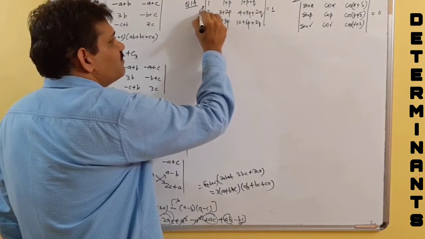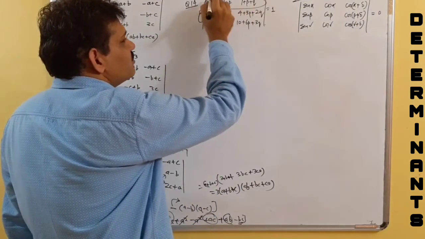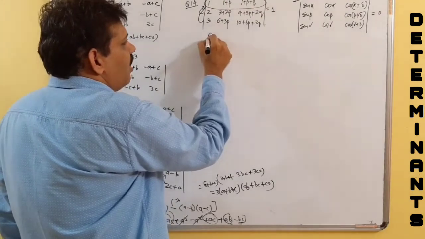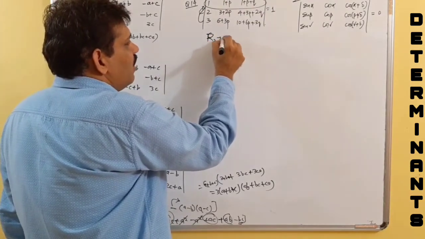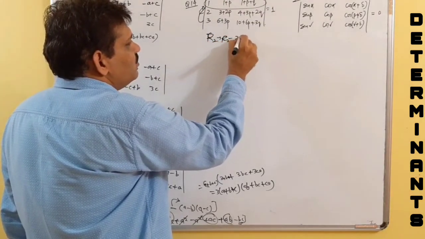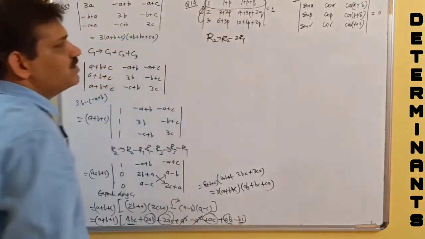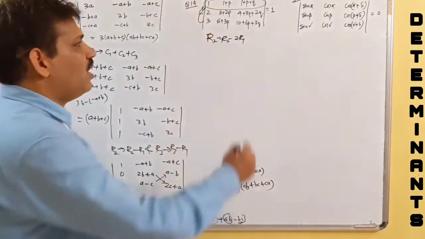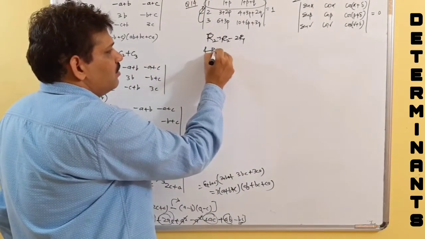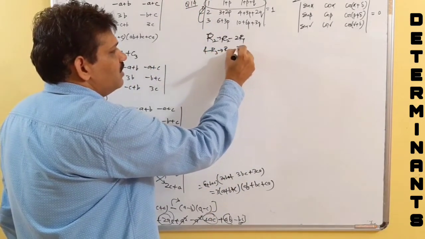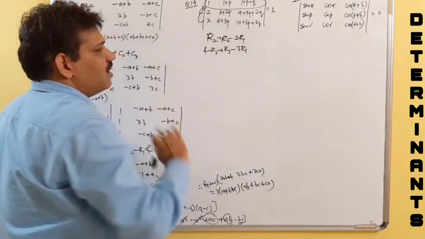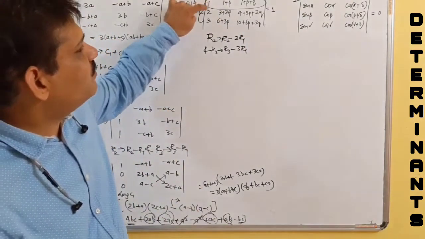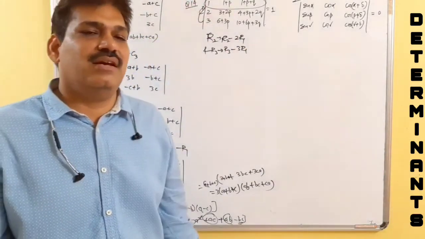If we apply a transform to make it 0, we fix this row and we apply R2 now becomes R2 minus 2 times of R1, so that 2 minus 2 is 0. 3 minus 3 times of 1 is 0. So R3 becomes R3 minus 3 times of R1. Fixed R1, and with the help of this we made 2 zeros and simply expand.